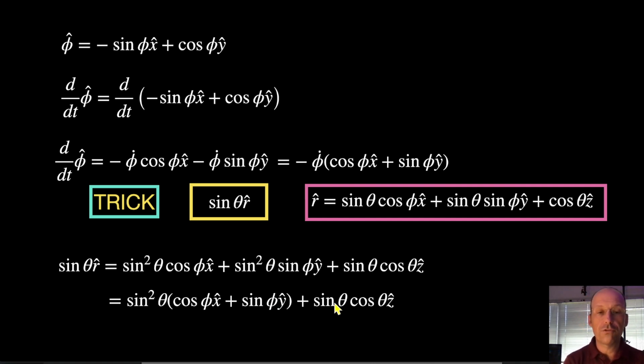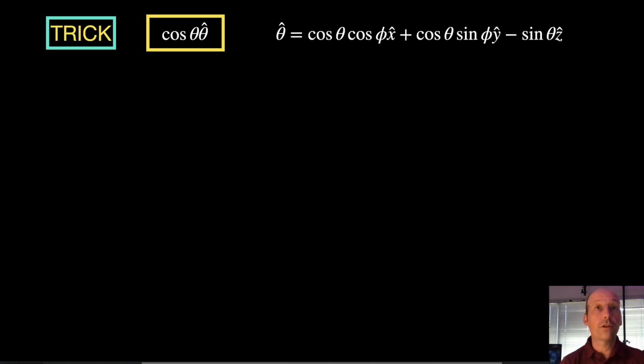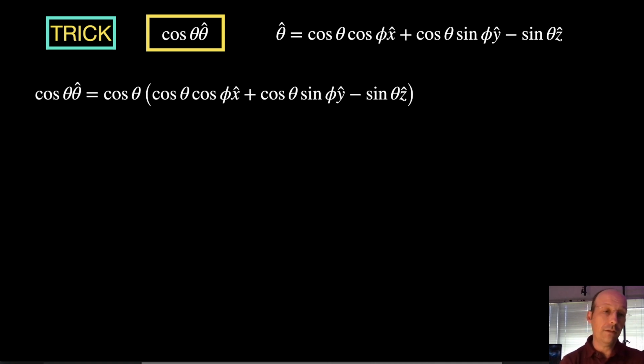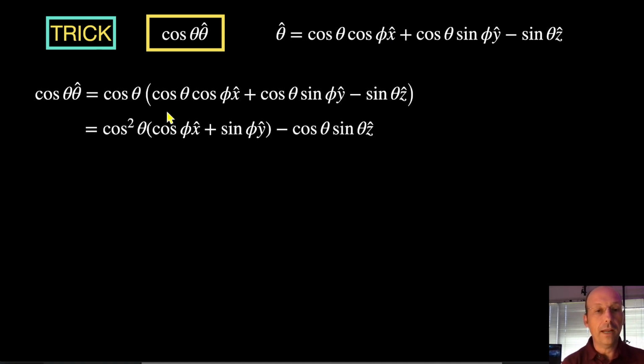Okay, let's do another trick. And you think, oh, all right, we did the trick, we should have the answer. No, double trick. Okay, trick number 2 is to calculate cosine theta theta hat. So I know theta hat is this. I'm just going to multiply by cosine theta. Well, that's pretty easy. Cosine theta theta hat is just cosine theta times all that. And then if I multiply it out, I get a cosine squared. I'm going to factor out cosine squared theta in terms of the x hat, y hat terms, and then have cosine phi x hat, sine phi y hat, and then I have that last term, cosine theta sine theta z hat. Whew.